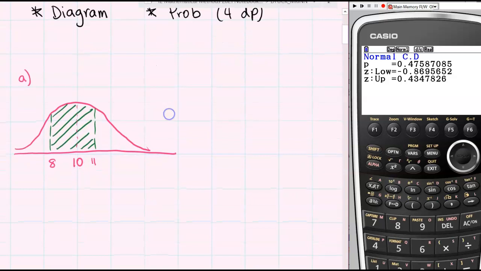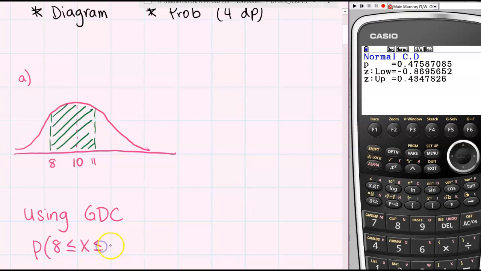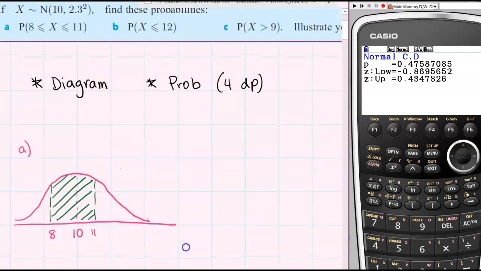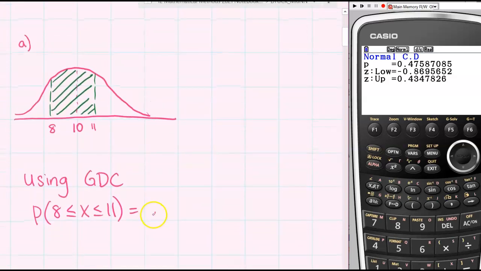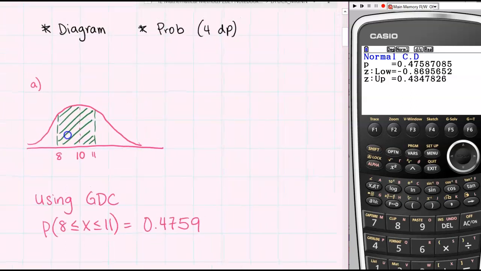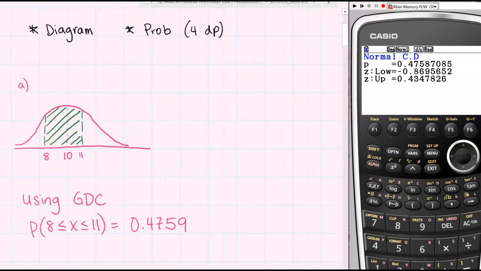So you communicate some sort of diagram like that, and then you say, using GDC, the probability that x is greater than or equal to 8 but less than or equal to 11 is 0.4759. These questions are a gift. If they come up in your exam, they are a gift.